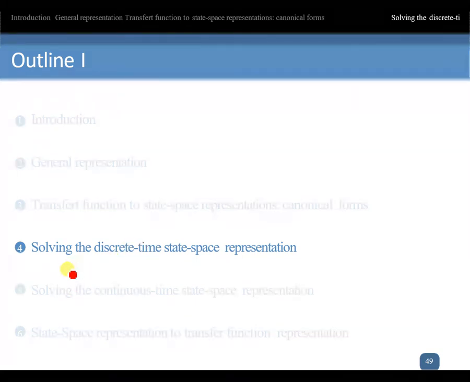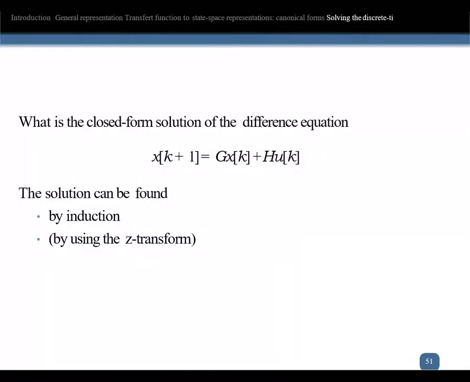Now we want to solve the discrete-time state space representation. What is the closed-form solution of the difference equation x(k+1) = Gx(k) + Hu(k)? We have two methods. One method is by induction. Another method is using the z-transform to find x(k).